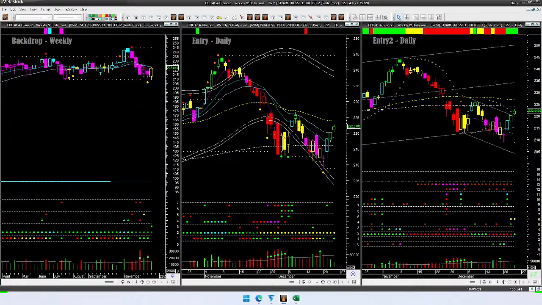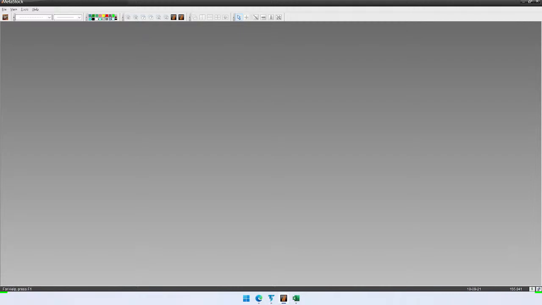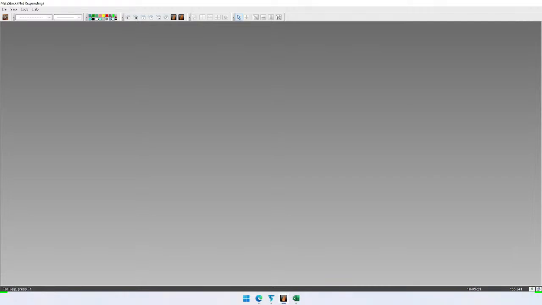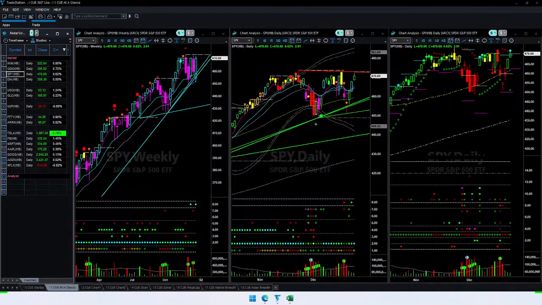What if I looked at the mega caps as a whole using the mega cap index? Okay, did I click something that Metastock is closing? Okay, close the program, no problem. I'm going to open Metastock again.